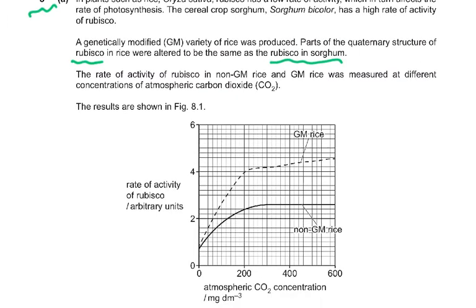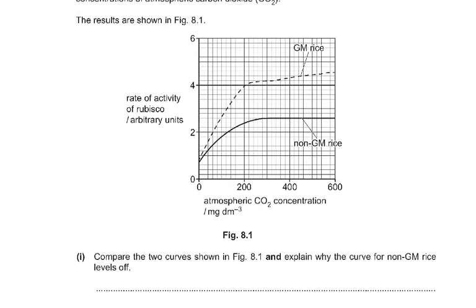So the results are shown. Now you can see the results here. Rate of activity of rubisco in the non-GM rice, you can see how the rate of activity is increasing. Let me just give it another color. So it's increasing till about 200 CO2 concentration, a little more, and then it is going to level off.